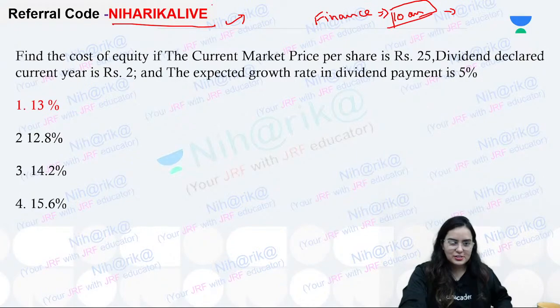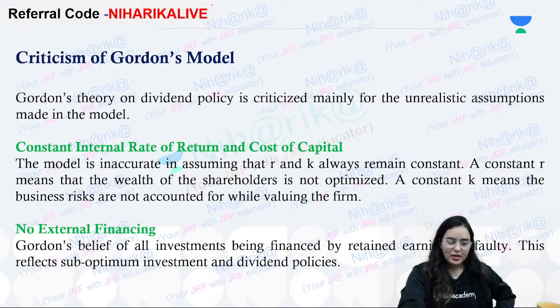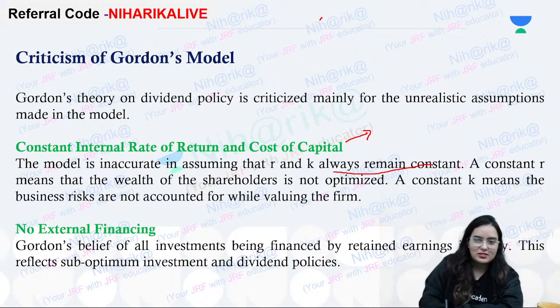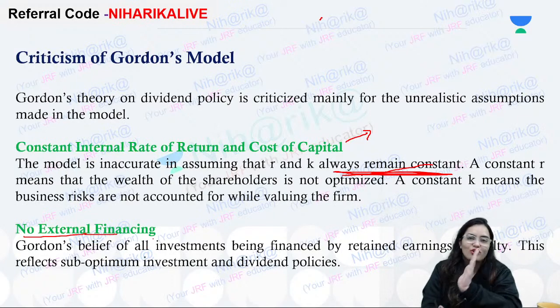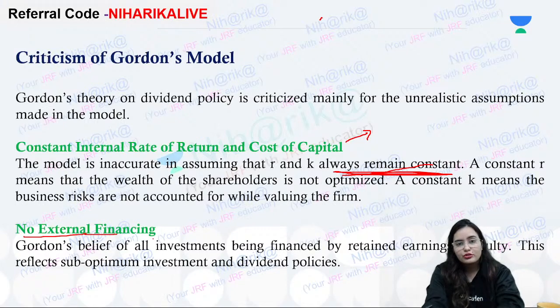Now let's see what the criticism of the Gordon model is. The first criticism, can I say drawback, is the constant internal rate of return and cost of capital. Here this is always constant. It is not increasing, it always remains constant. That is a drawback. Now, no external financing. The model does not consider external financing, but in real life a business cannot even exist without external financing. You all know this fact as commerce and management students. So external financing will be needed.